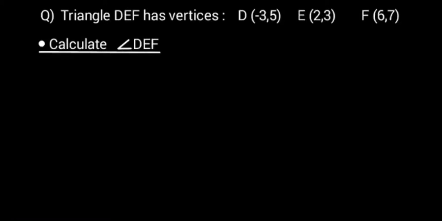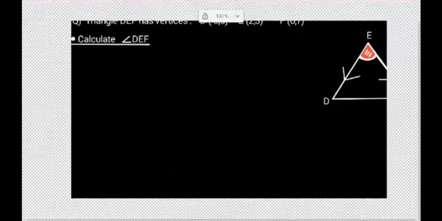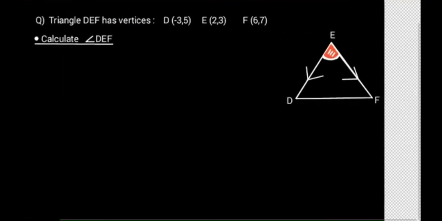So the question says, triangle DEF has vertices of D (-3, 5), E (2, 3), and F (6, 7). And the question is asking us to calculate the angle of triangle DEF. What that simply means is that we need the angle where E is. So we have the triangle right here.